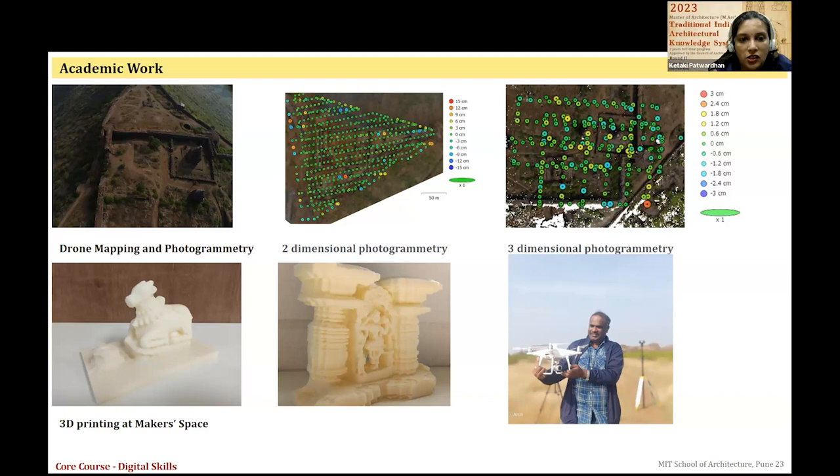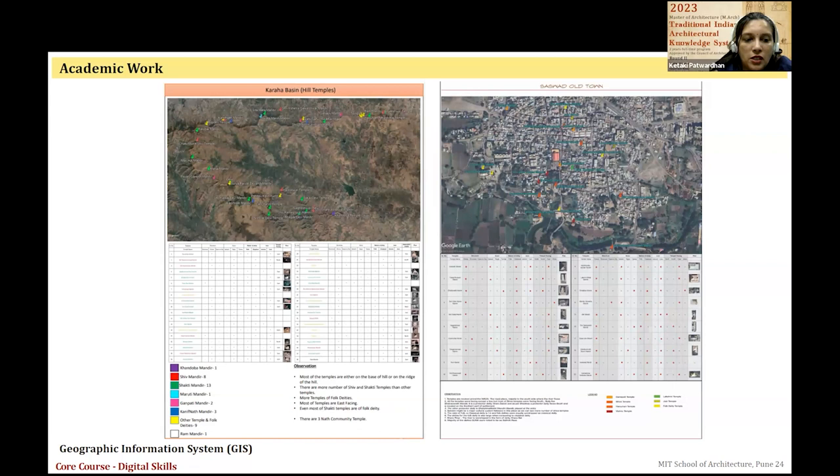This is the GIS work that was done by the first year students last year, where we took an area of the Karha Basin. Karha is a river, and we documented all the temples along the river flow, along the route of the river, and created a GIS data output for that. And this work is still going on.